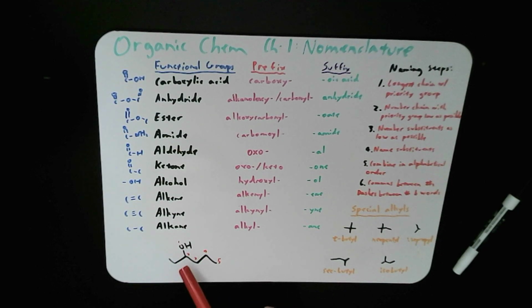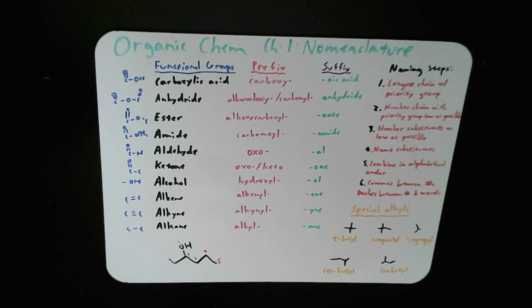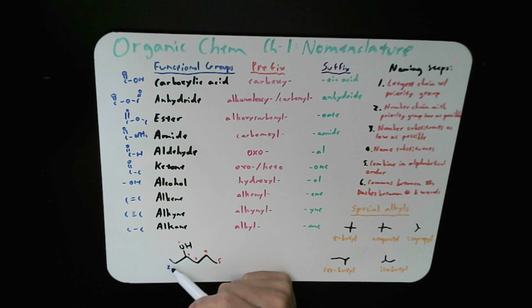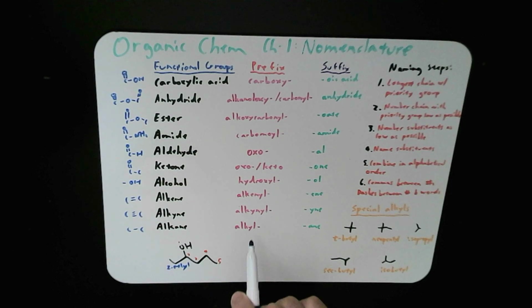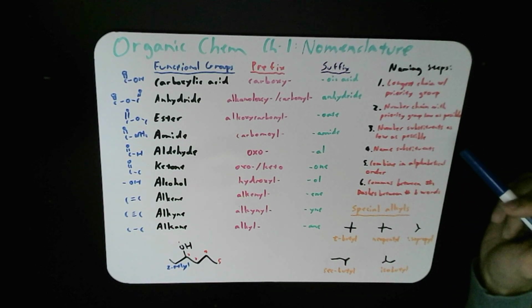Aside from this chain, the only substituent we have here is an alkane, ethane, because there are 2 carbons. So we want to number this whole group as 1, 2. It's on the second carbon, so it's a 2 ethyl, because that is its prefix. Next, we want to combine in alphabetical order.